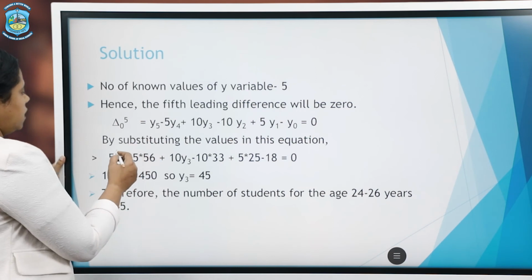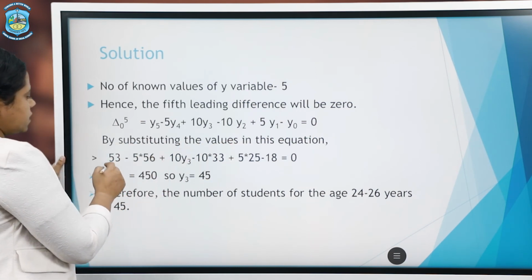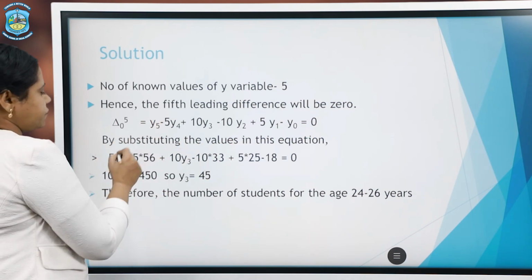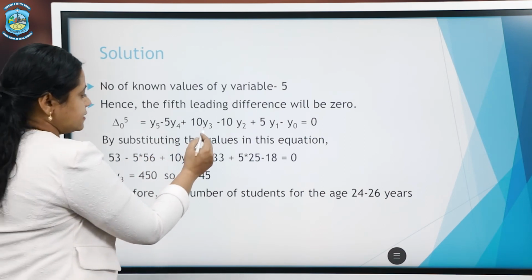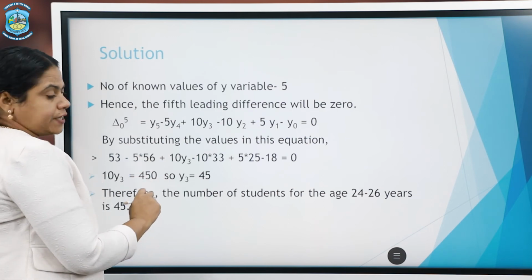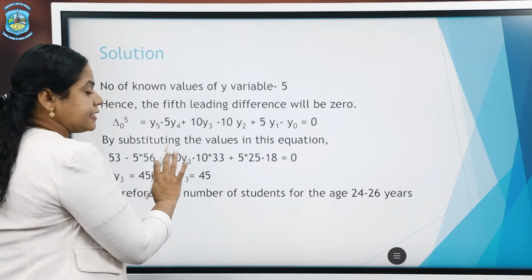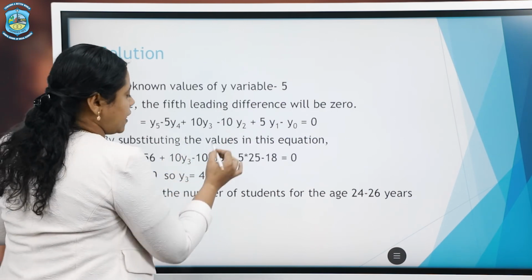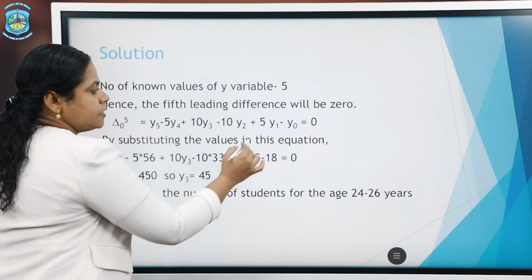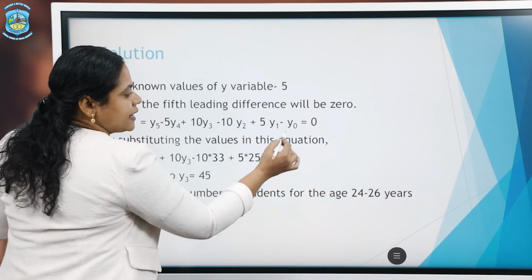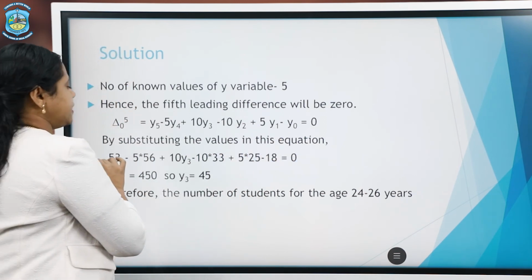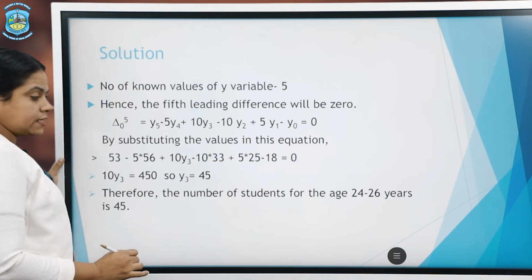Let's see. After substituting the values, y5 is 53, so 53 minus 5 into y4, which is 56. Then y3 is to be found out, so 10y3 we will write as it is. And then minus 10y2, 10 into 33, plus 5 into y1, 5 into 25, and minus y0, which is 18. So we have substituted all these values in this equation.